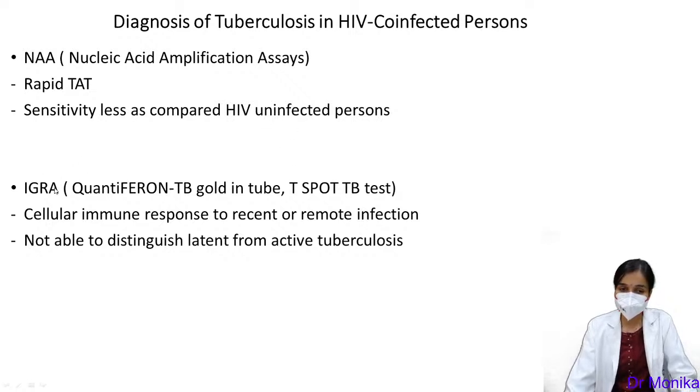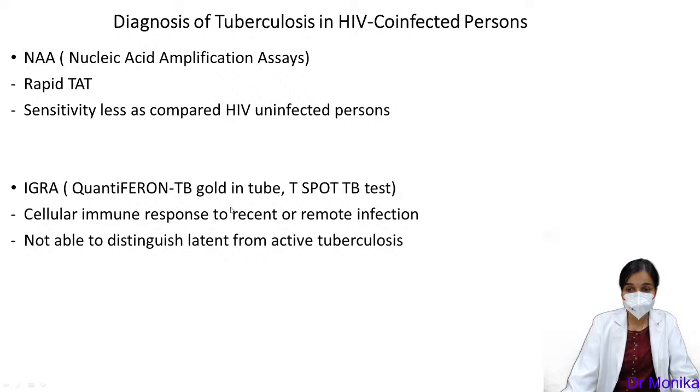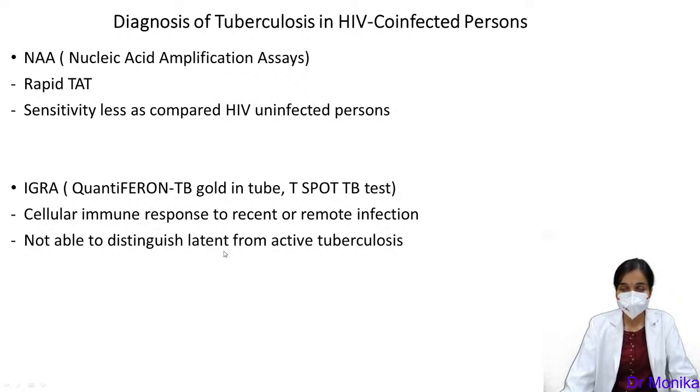The next is the cellular immune response to infection, which is measured by the IGRA, that is the QuantiFERON-TB Gold In-Tube test, as well as the T-SPOT.TB test. However, these are not able to distinguish latent infection from active tuberculosis. Also, one new test, which is under phase 3 trial, the CTB test, has the cost effectiveness of the TST as well as the specificity of IGRA testing.